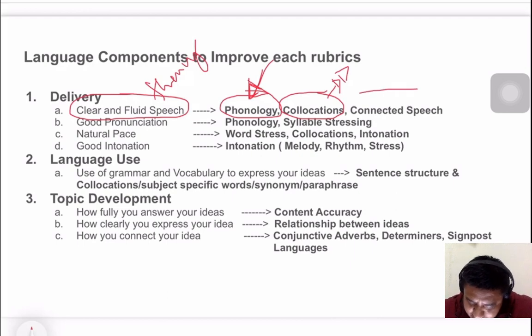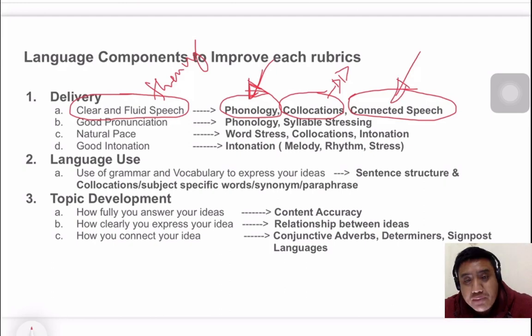And the last one is connected speech. We don't speak English word by word, do we? When native speakers speak English, they connect between the words. They speak as if each and every word is connected. So that's the concept of connected speech. So whenever you speak English, to improve your fluency, you need to connect the speech, connect words, so that they blend with each other.